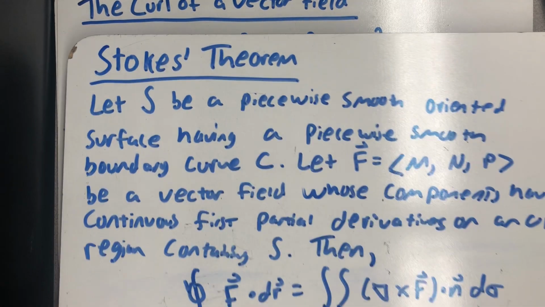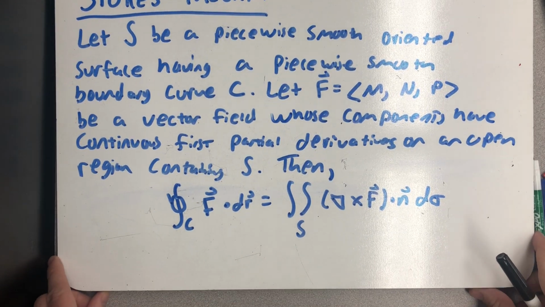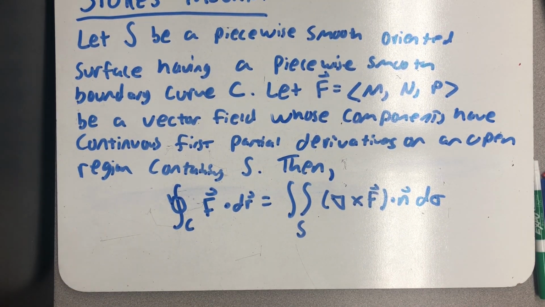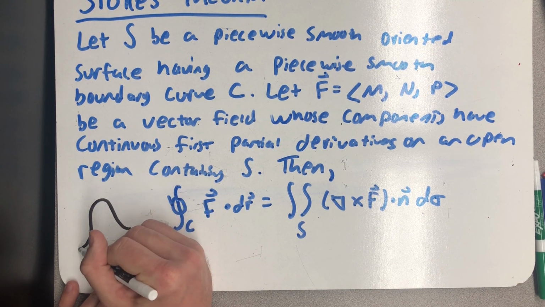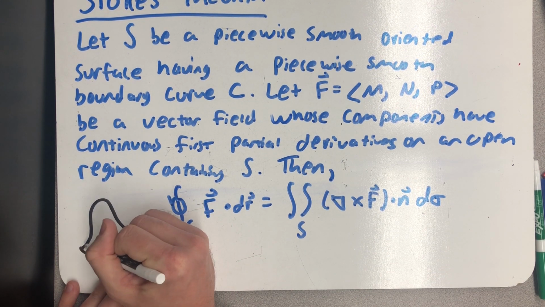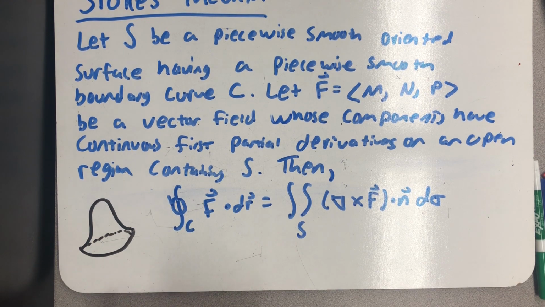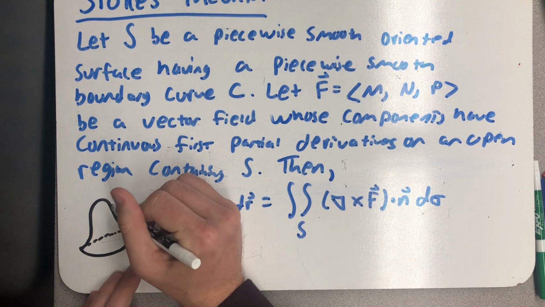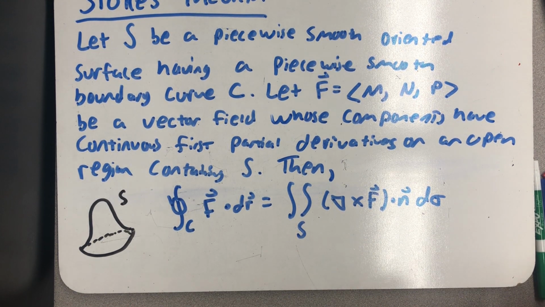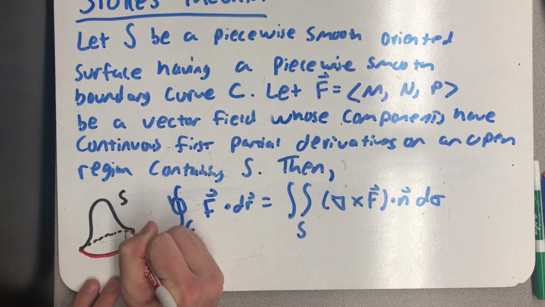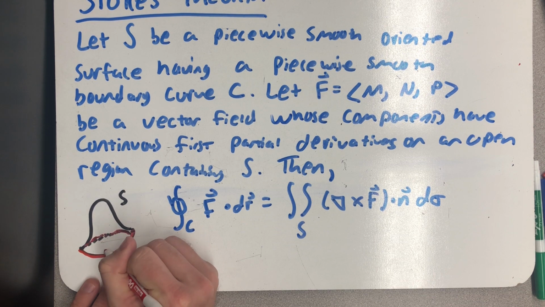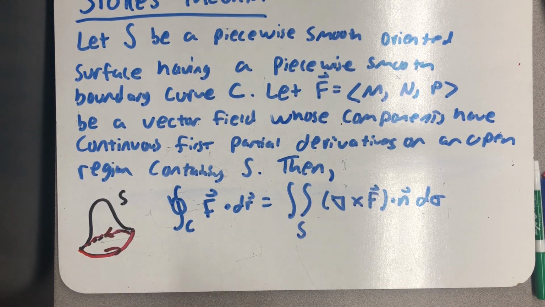Now we can look at Stokes' Theorem. Let S be a piecewise smooth oriented surface having a piecewise smooth boundary curve C. So I have some surface in space, and I'm calling it S. And around the boundary, I have a piecewise smooth curve. So here's my surface S, and the boundary curve is called C.